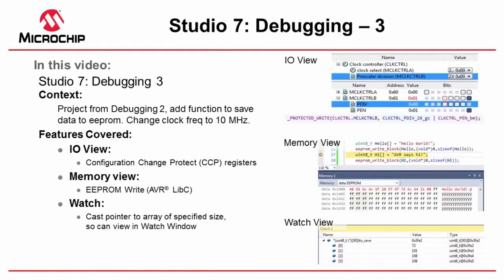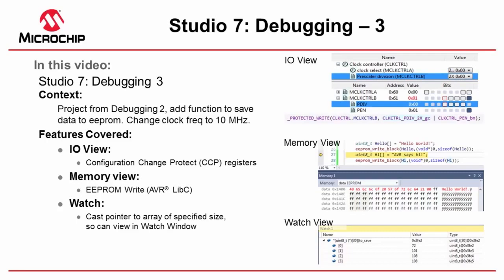So as we continue to play with Atmel Studio's debugging capabilities and features, we're going to continue from debugging 2, and now we're going to change the clock frequency to 10 megahertz. The reason we're going to do this is to have a look at the configuration change protection registers so that we understand how to use those properly.